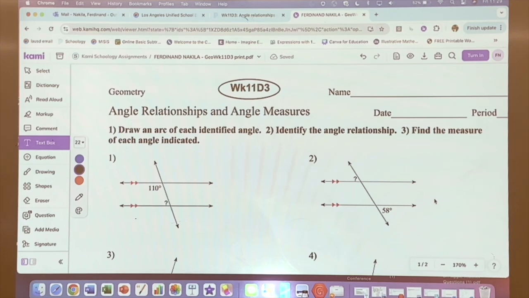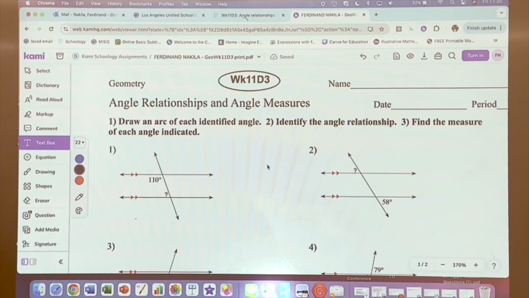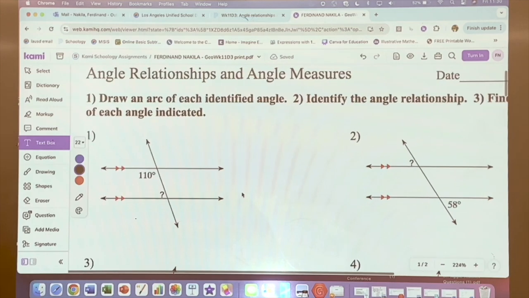What we're going to learn now is identifying relationships and angle measurements. But we have to read our directions. The first thing to do is to draw an arc for each of the identified angles. And once you have done that, you will identify the angle relationship. There's a name on the side of the board. And then finally, find the measure of each of the angles indicated. So let's start with number 1.